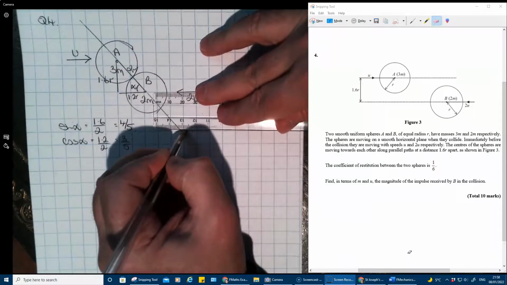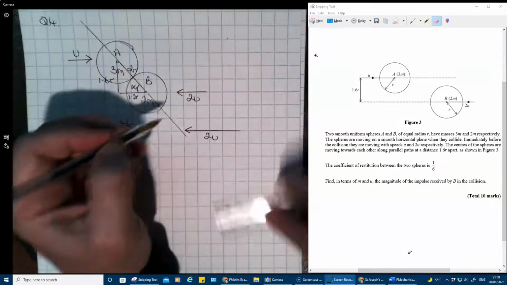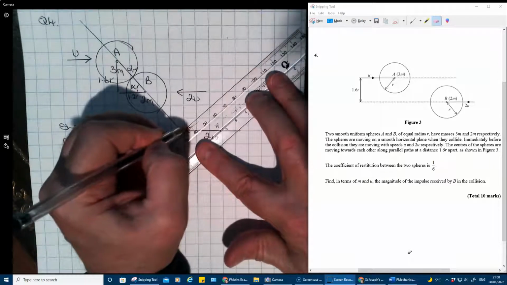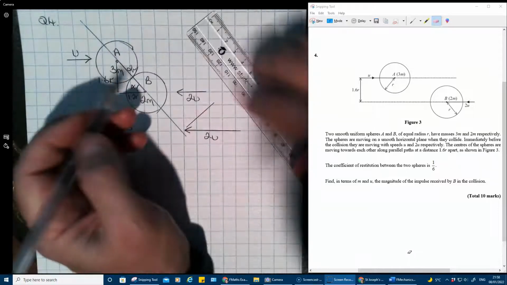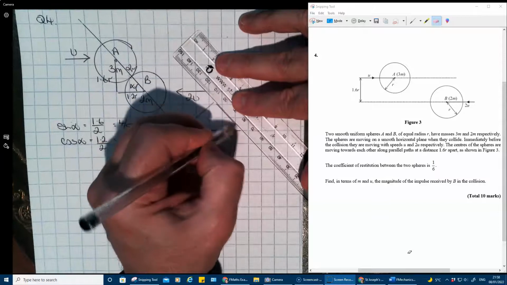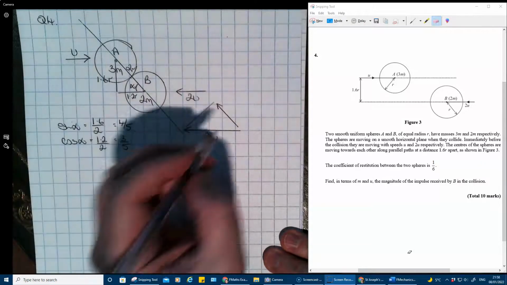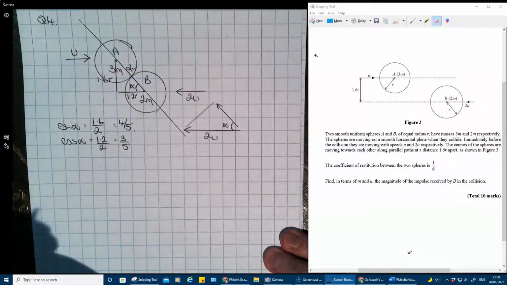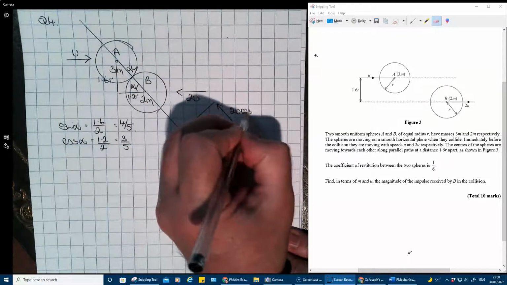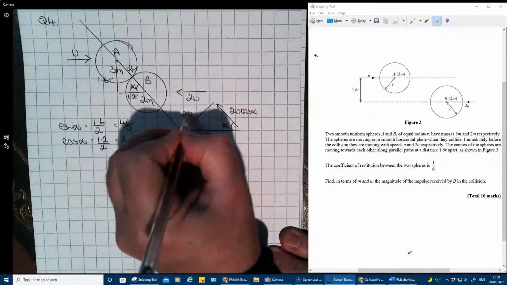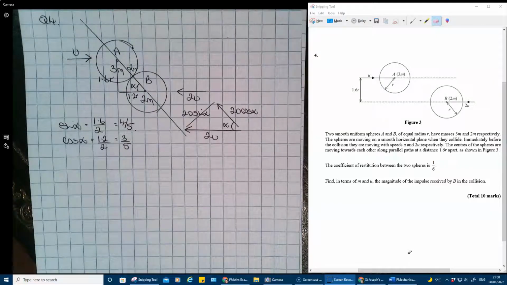So we've got this one coming in. I'll move it down here just for convenience. 2u. So it's got two components. The one that's perpendicular to the line of collision, and then we've got one here which is directly in the line of collision. We've got alpha here, therefore this one is alpha, corresponding angles. This is 2u cos alpha, and this is 2u sine alpha.